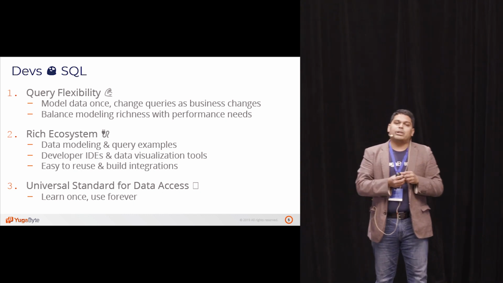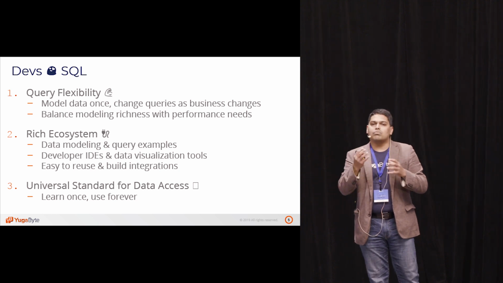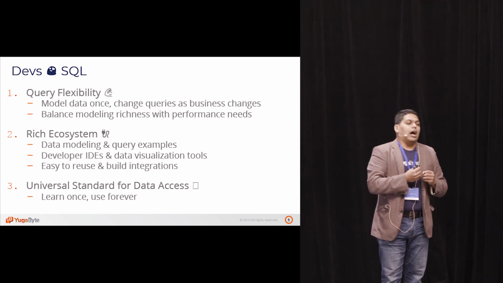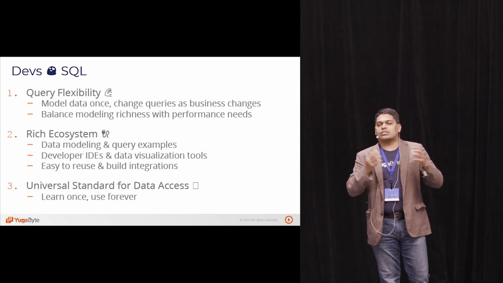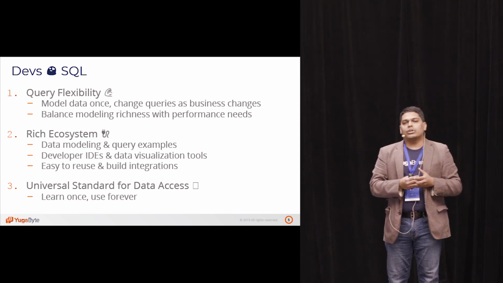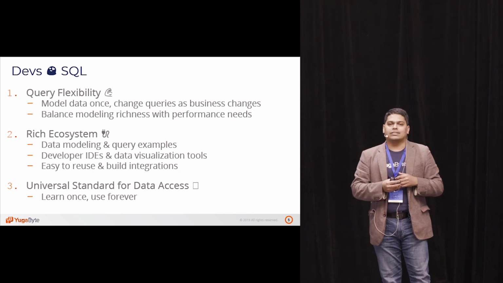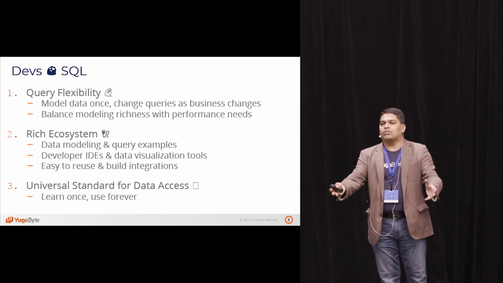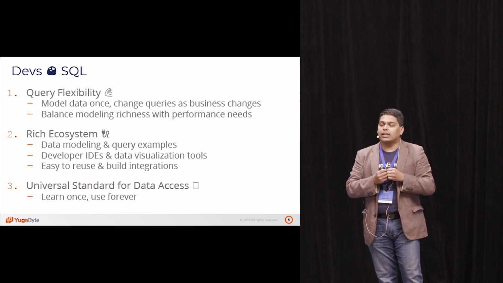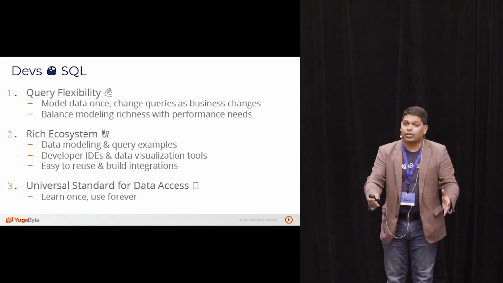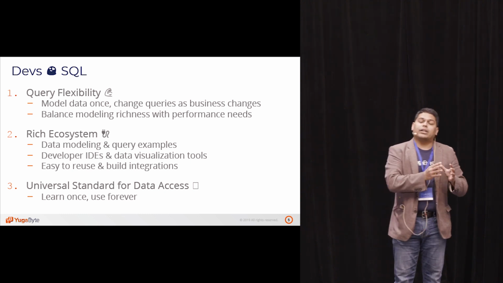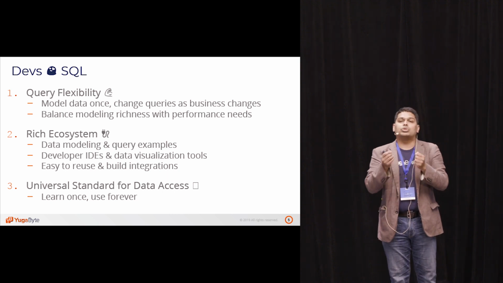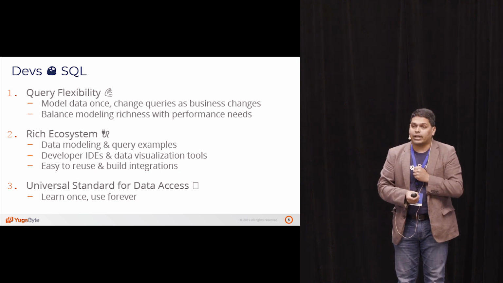And query flexibility goes hand in hand with modeling richness and performance. If you have lots of joins, lots of foreign key constraints built into your SQL queries, irrespective of whether it is a single-node SQL or a distributed SQL, it's going to take more time for the database to give you the answer back because it is going to do more work on your behalf, right? But the power is in your hands as a developer to choose how you want to do your modeling, okay?